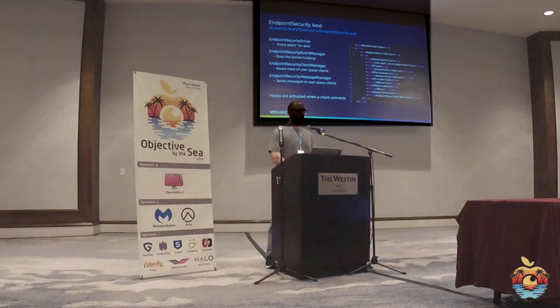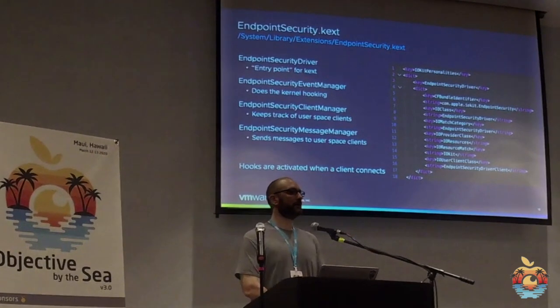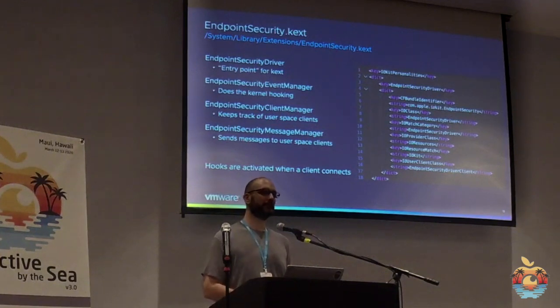So, the endpoint security kernel extension, you can find it in system library extensions. If you've never looked at a kernel extension, it is just another bundle, just like an app bundle. So you can open it up and inspect it. It has an info.plist. There's a snippet here of just some of the stuff in the info.plist.